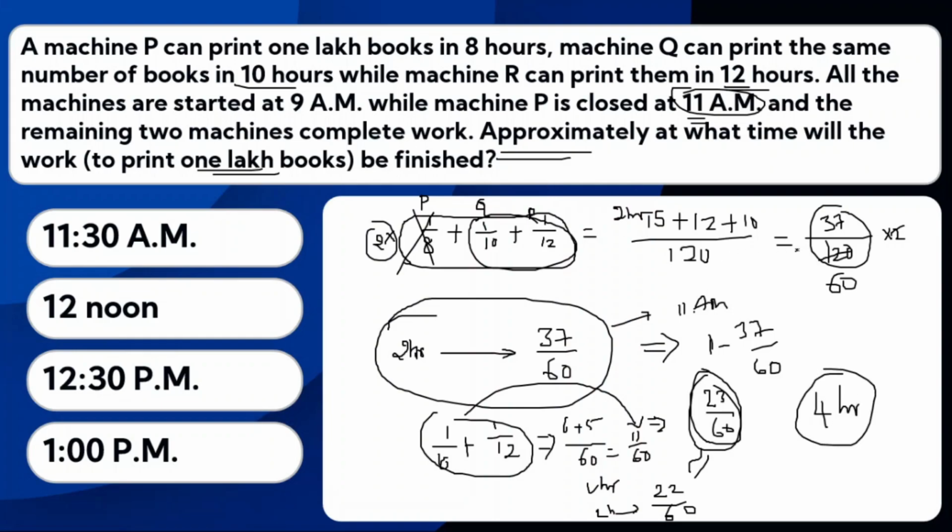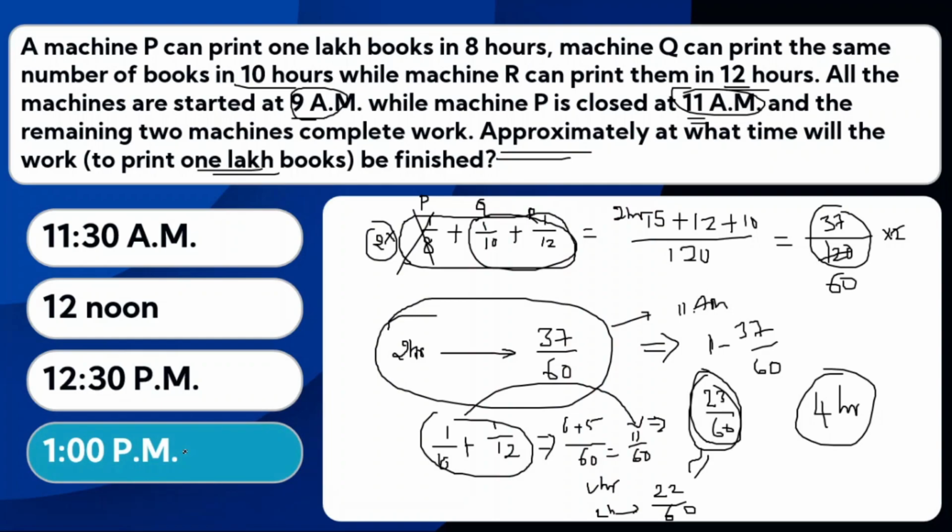Why? Because these 2 hours PQR worked, and last 2 hours only Q and R worked. The approximate work was completed. So total 4 hours were required. 9 a.m. is the time the work started. So 9 plus 4 will come up with 1 p.m. is your answer.